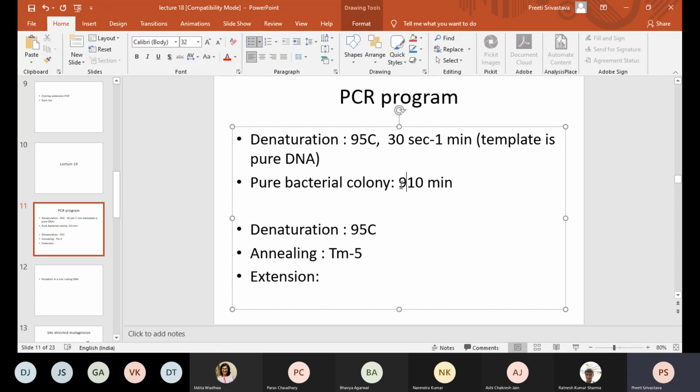Are you following? Why 10 minutes? Because you need to lyse the cells, because the template is now inside the bacterial cell. So when we heat it at 95 degrees for 10 minutes, usually gram negative bacteria easily lyse. For gram positive bacteria, we may have to do wall treatment as well and then subject it to this kind of lysis. So this is just done for 10 minutes.